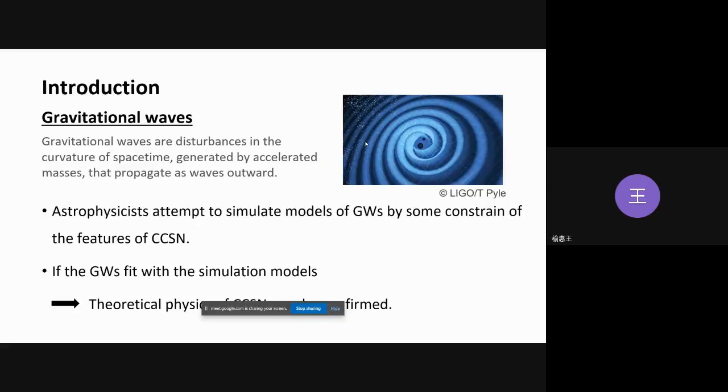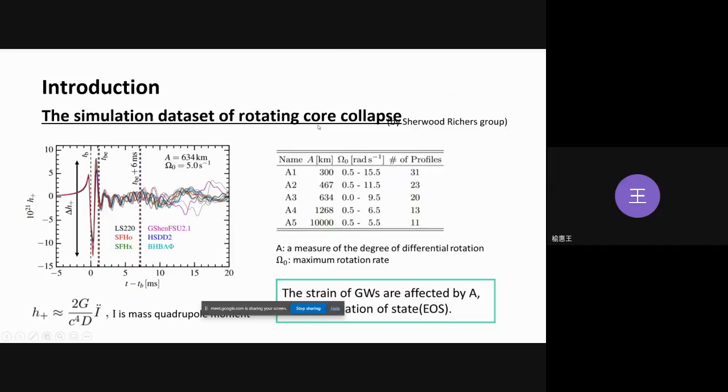Okay. So if we can fit the model, we can know the theoretical physics. Okay, next page. So this is the gravitational wave waveform. My partner will introduce this part. And this is our data set we just showed you. And I want to say is the rotating core. Okay, so next page.